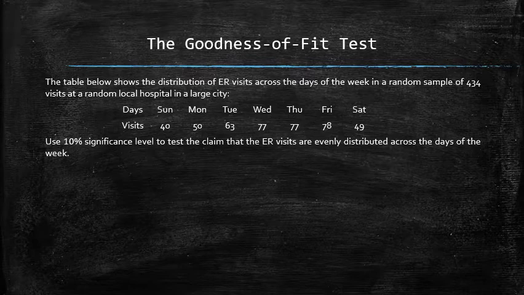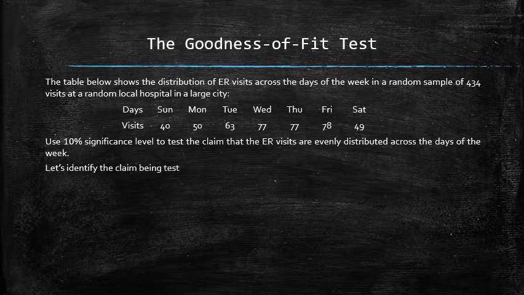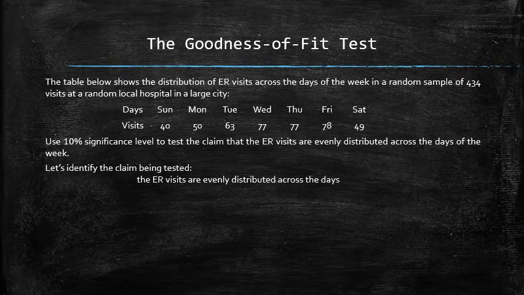Use 10% significance level to test the claim that the emergency room visits are evenly distributed across the days of the week. Now, let's identify the statistical claim that needs to be tested. The claim is that the emergency room visits are evenly distributed across the days of the week. But what exactly does it mean to be evenly or uniformly distributed? If that was true, we would expect all days to have the same number of visits. What would that number be in our case?